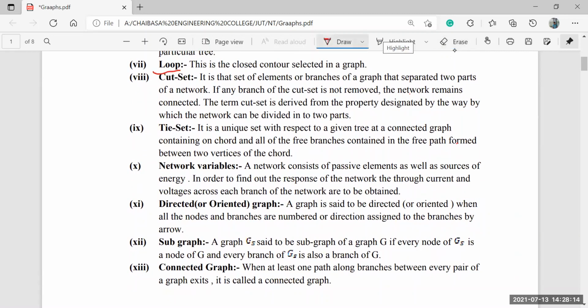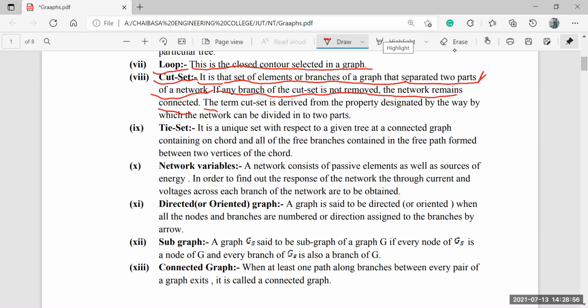Next is your loop. This is a closed contour selected in the graph. Now, another is your cut set. It is the set of elements or branches of the graph that separate two parts of a network. If any branch of the cut set is not removed, the network remains connected.